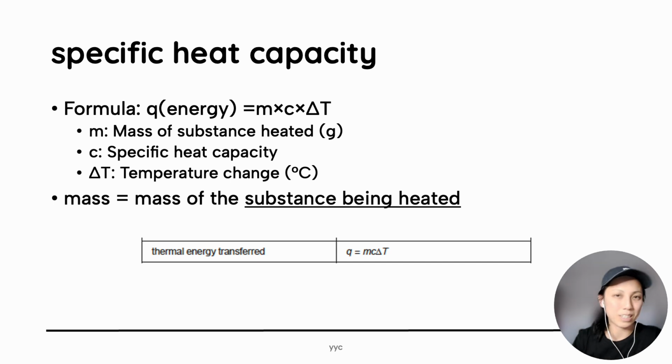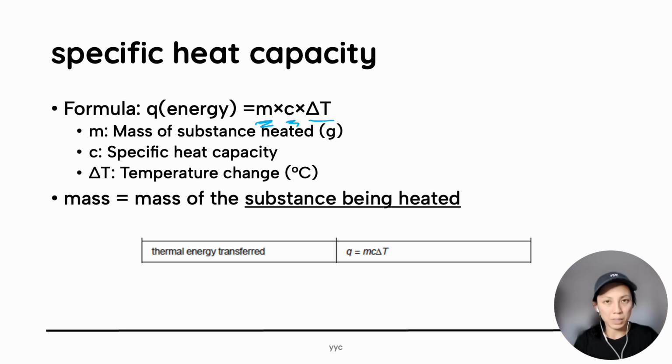This is the formula I need you to know. The energy that's released from a fuel when you're using it will depend on the mass of the substance that you heat and the specific heat capacity of that substance. So say, for example, you're heating 100 grams of water. You're going to use the 100 grams of the water that you're heating. This capacity is going to be the specific heat capacity for water, so the 4.18 joules per gram per degree Celsius. And the delta T means the temperature change.